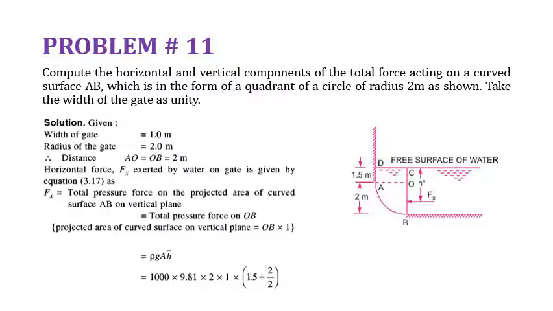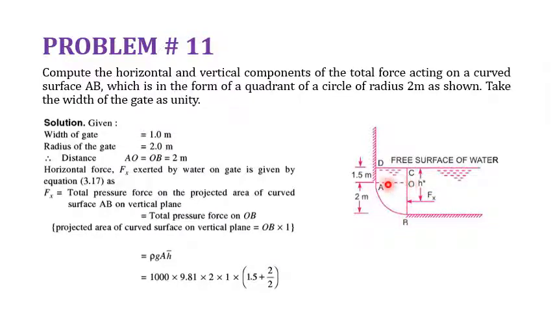So let's see some numerical problems. Compute the horizontal and vertical component of the total force acting on a curved surface AB, which is in the form of a quadrant of a circle of radius 2 meter as shown. Take the width of the gate as unity. So it is given the perpendicular dimension is 1, and this is a circle which has radius 2 meter.